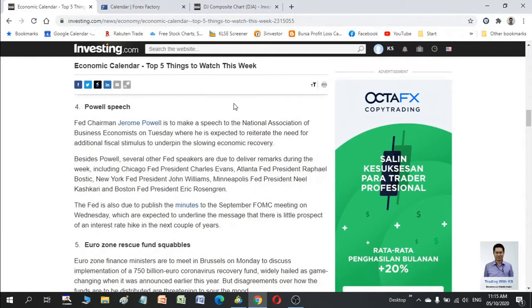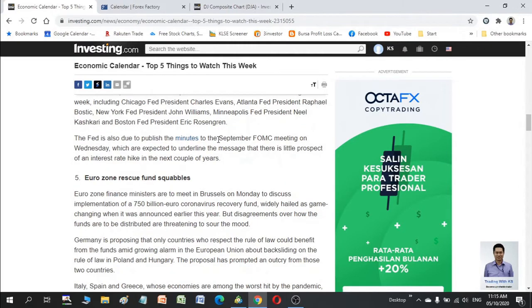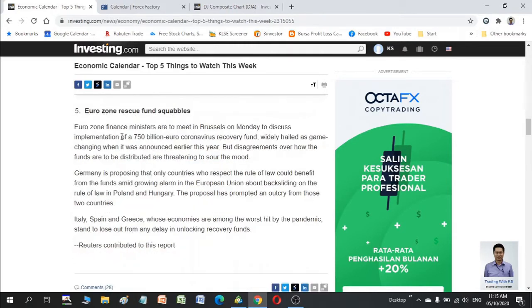So we're going to have a Jerome Powell speech on Tuesday, so be careful on this one. Most of the time, I think he will still focus on this one. He is expected to reiterate the need for a stimulus for the economy recovery.